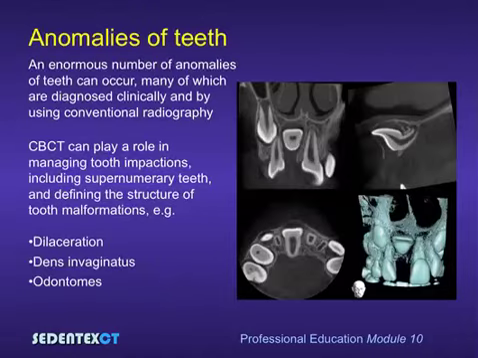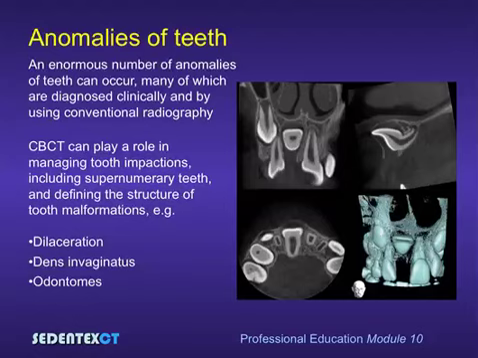Let's now move on to anomalies of teeth. Well, there are an enormous number of anomalies of teeth which can occur, many of which can be diagnosed clinically and by using conventional radiography. Cone beam CT can play a role in managing tooth impactions, including supernumerary teeth, and defining the structure of tooth malformations, for example, dilacerations, dens invaginatus, and odontomes.